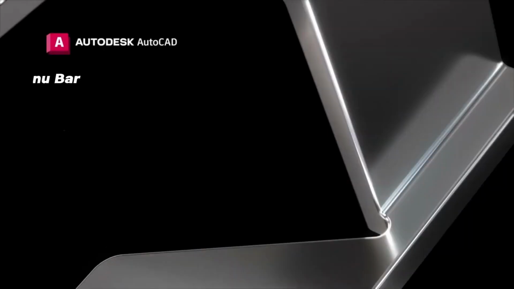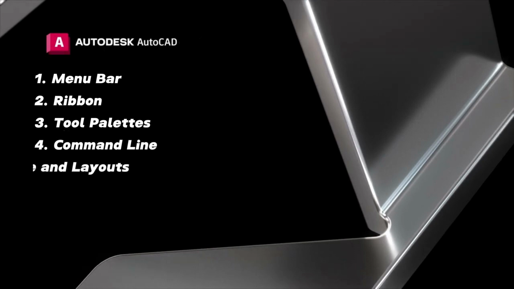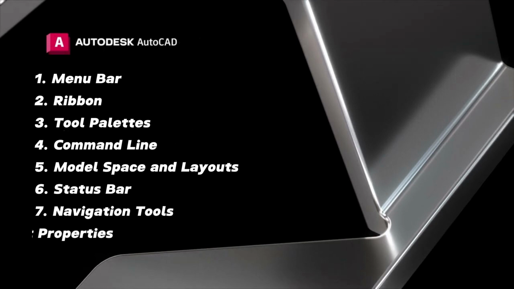1. Menu bar. 2. Ribbon. 3. Tool palettes. 4. Command line. 5. Model space and layouts. 6. Status bar. 7. Navigation tools. 8. Object properties.